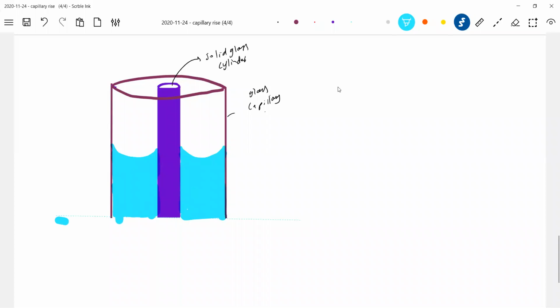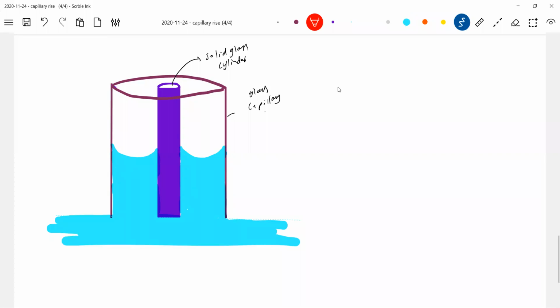Let the radius of the glass capillary tube be b. That of the solid glass cylinder is a, and it is immersed. So the liquid will rise to height h. I want this h now. So what should be the equation?